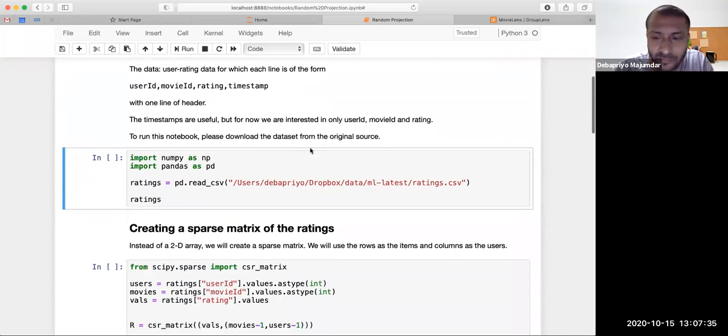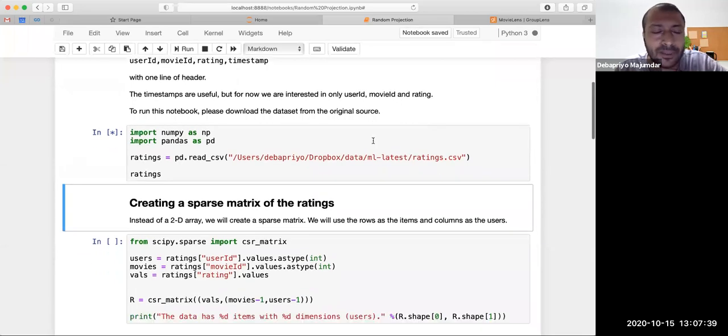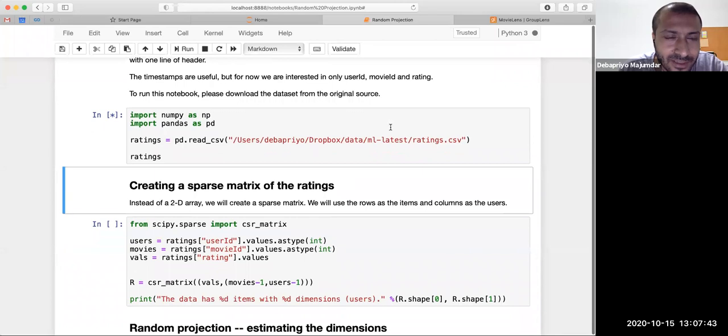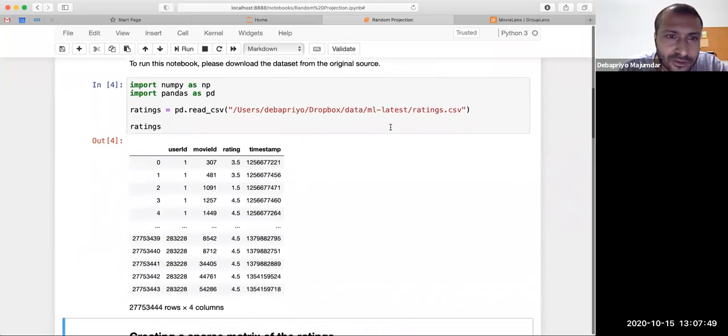With pandas, I read this. Hopefully you know this; otherwise it doesn't matter, this is just reading a CSV file. Let's see how it looks. It looks something like this. The first column is probably the sequence number from this data frame, so ignore it. The data is this: user ID, movie ID, rating, and then some timestamp.